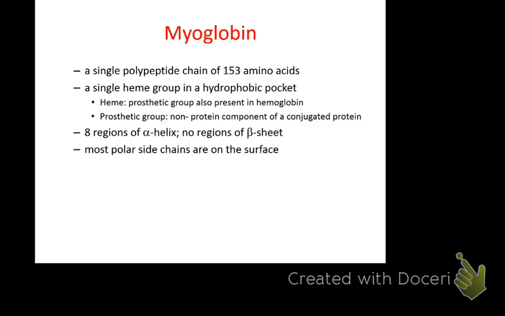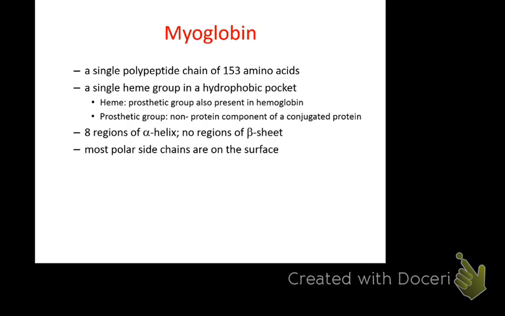Okay. It has no beta sheets. It has 8 different alpha helices, and it's got that stereotypical look where you have the polar side chains on the outside and the hydrophobic core on the inside. And the reason why is because where's hemoglobin? Is it a soluble protein or insoluble? It's soluble because it's there.